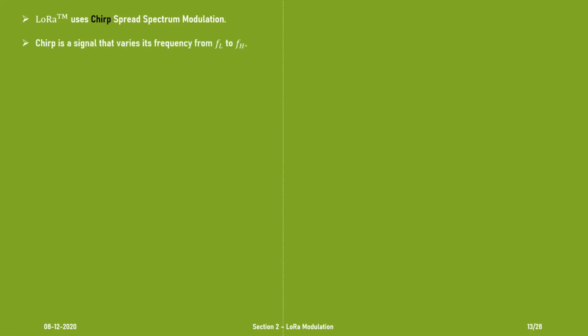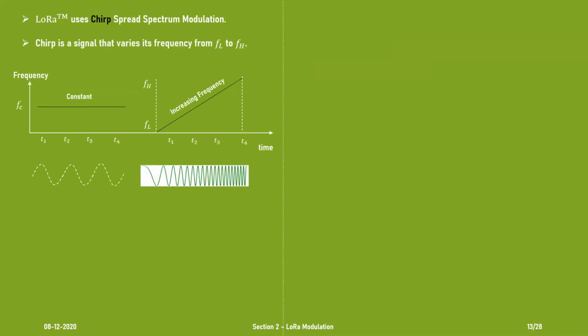Now, chirp is a signal that we understood changes its frequency from a lowest frequency to a highest frequency. So when we compare a chirp with a sine wave, a sine wave has a constant frequency over the period of time. Chirp, however, changes frequency from the lowest frequency to the highest frequency. So we are just going to use this chirp to modulate our symbols. That's it. Now you need to understand what symbols mean.